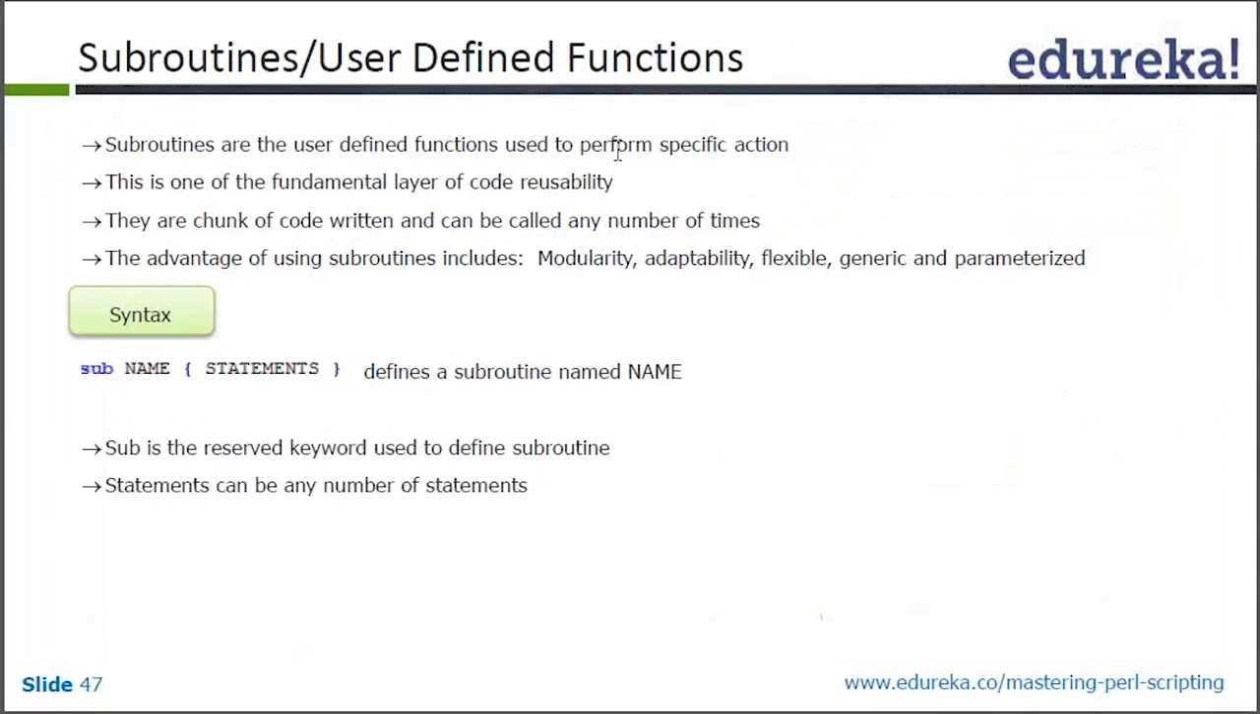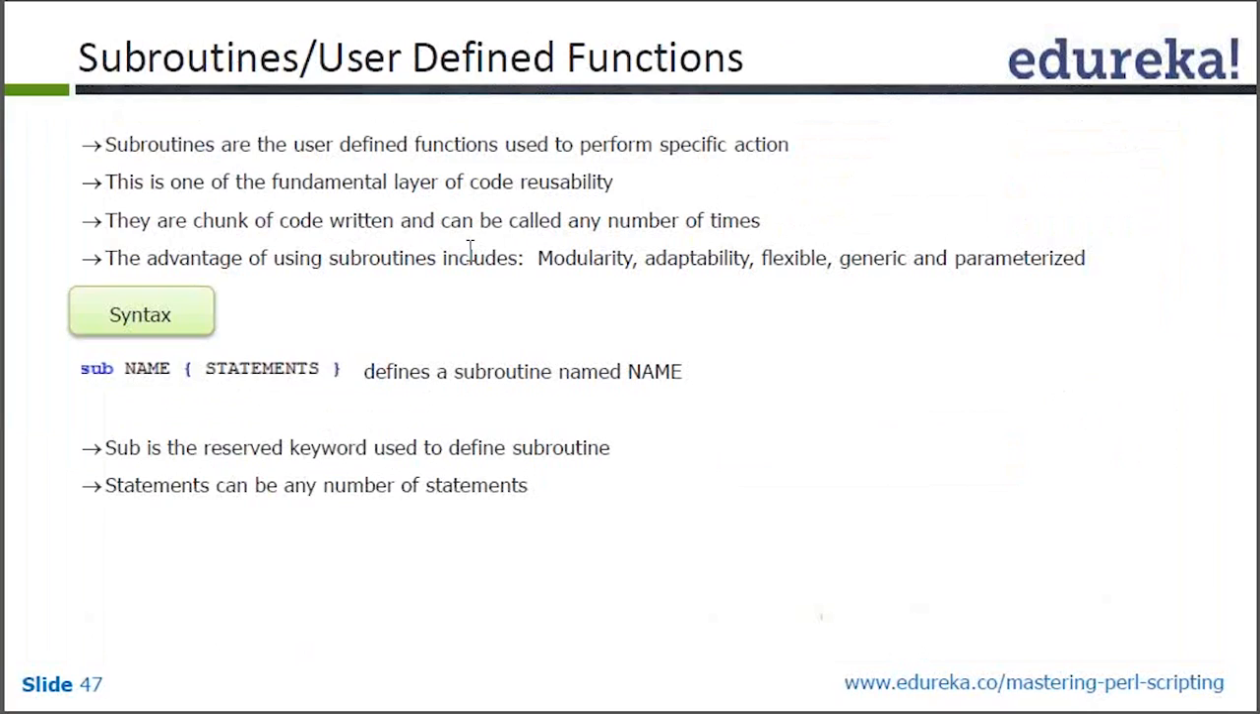So here we talk about subroutines and user-defined functions. Subroutines are the user-defined functions used to perform a specific action. This is one of the fundamental layers of code reusability. They are chunks of code written once that can be used any number of times. The advantages of using subroutines include modularity, adaptability, flexibility, being generic, and parameterized.